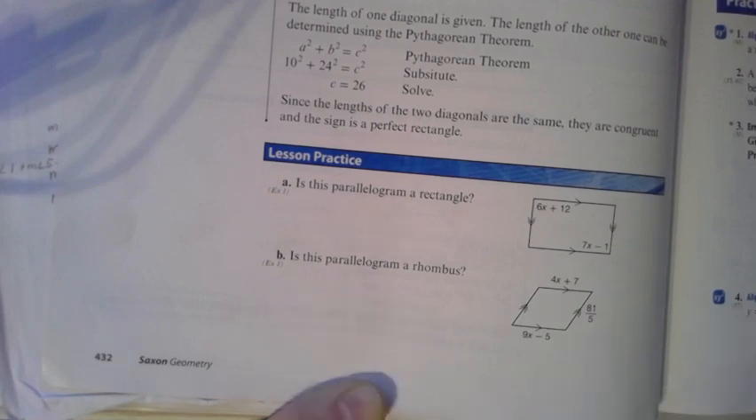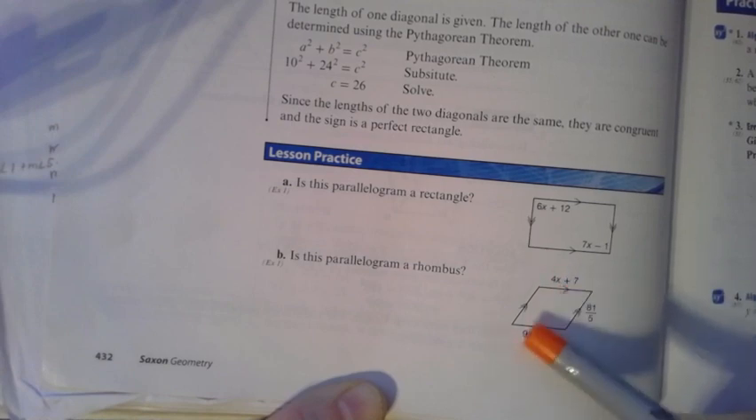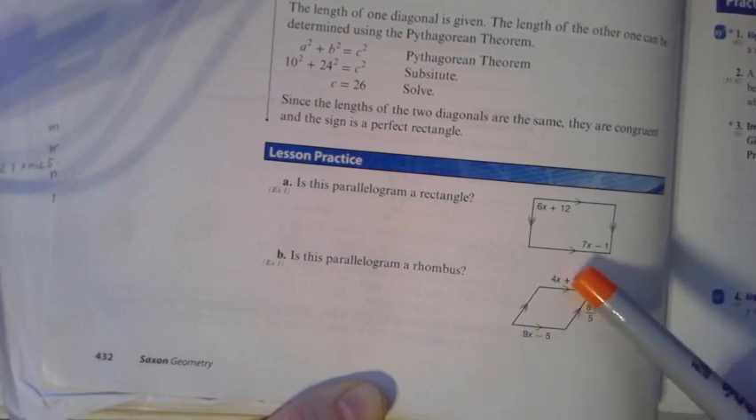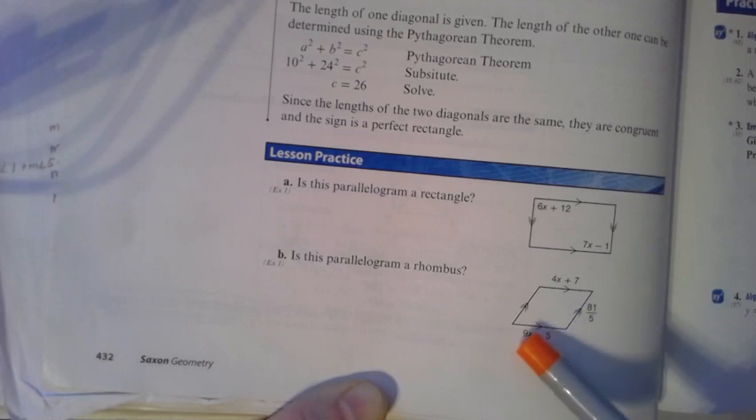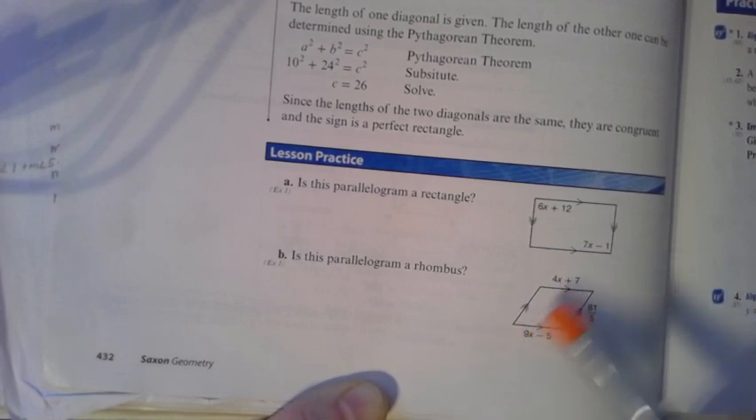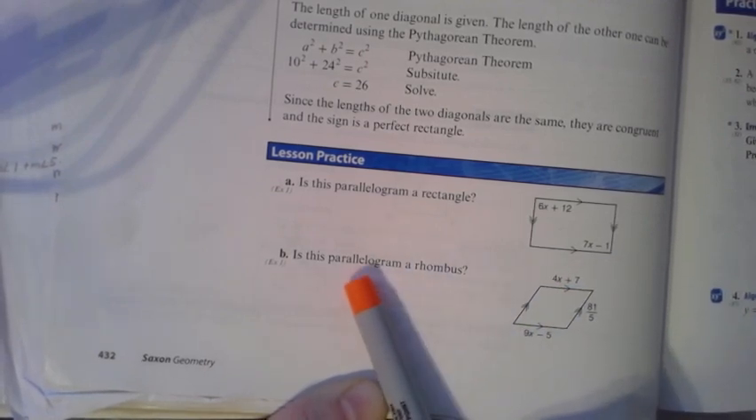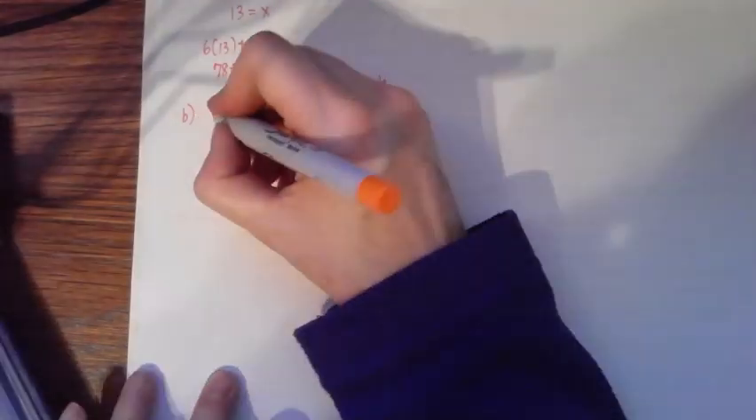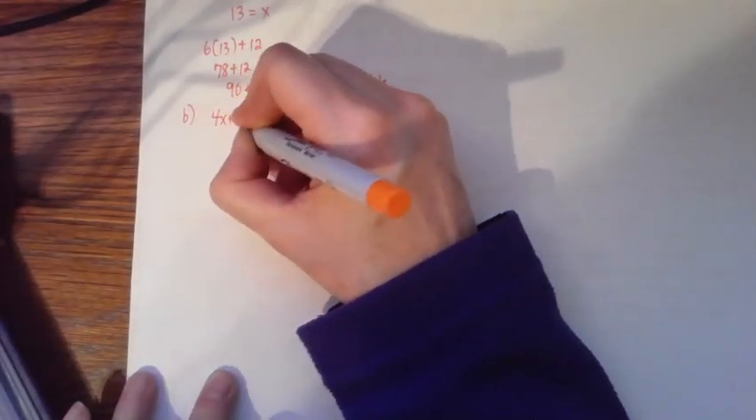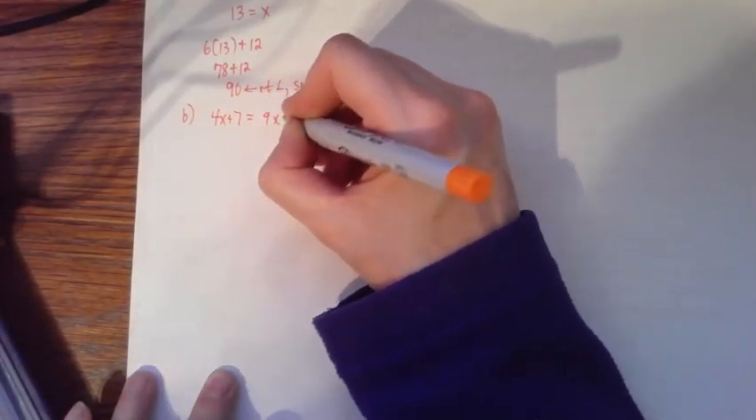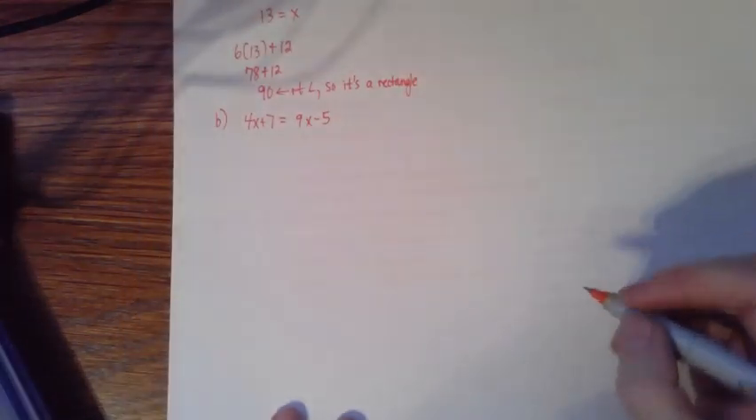Well, in a parallelogram, the opposite sides are congruent. And I have lengths of opposite sides. 4x plus 7, I know has to be the same thing as 9x minus 5 because these are opposite sides of a parallelogram, and I know it's a parallelogram. So I'm going to start by writing the equation 4x plus 7 equals 9x minus 5. And then I can solve those.